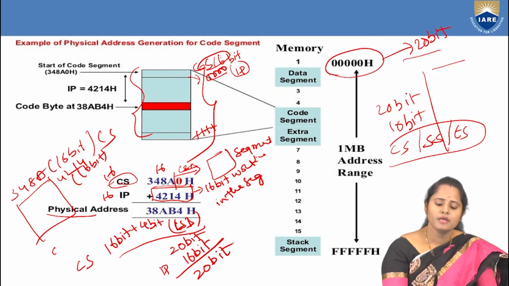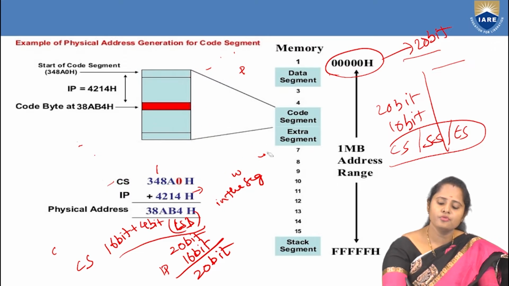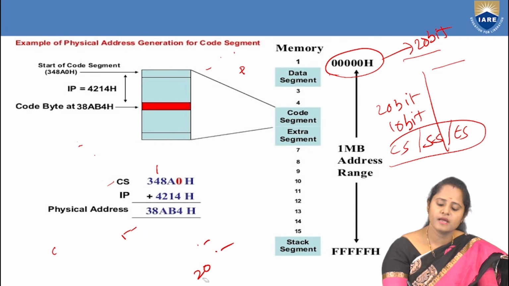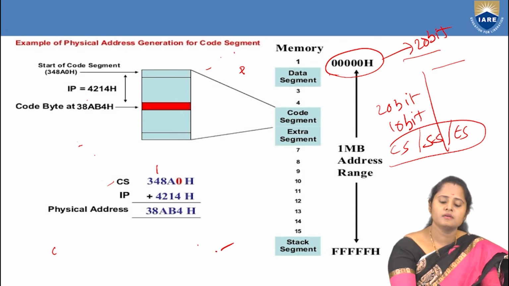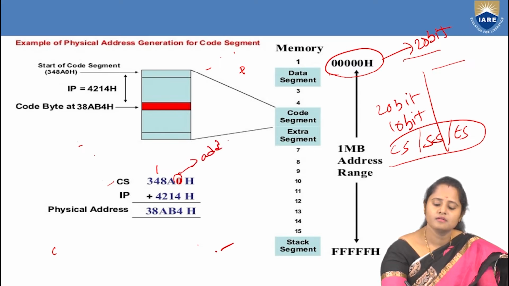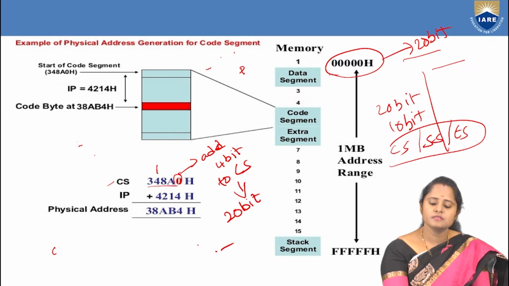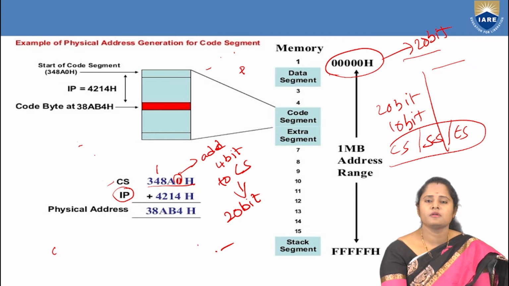So here we have an example which will show how a 20-bit address is generated. The starting code segment address is 348A0. This 0 digit indicates that we have added 4 bits to CS to generate 20 bits. So this is a 20-bit address, and it is added with the instruction pointer address.